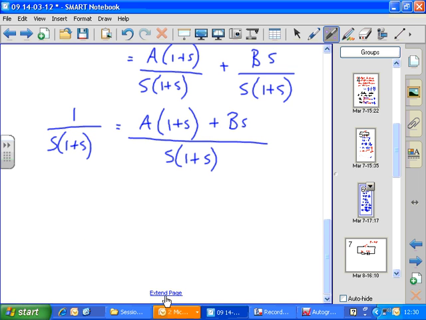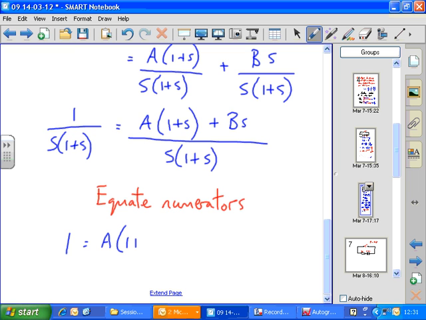So now we equate numerators, if you remember. Equate numerators. An engineer might well not bother to write that step down, but mathematically that's what we're doing. We're saying that if the denominators are equivalent, the numerators must be equivalent. So we can say that 1 equals A(1 plus s) plus Bs.